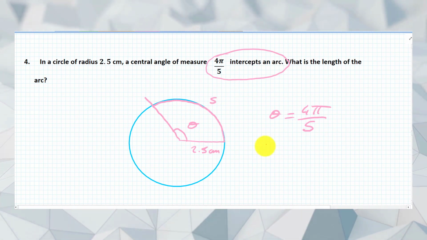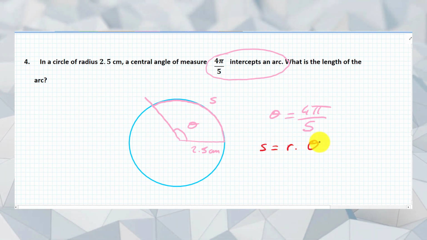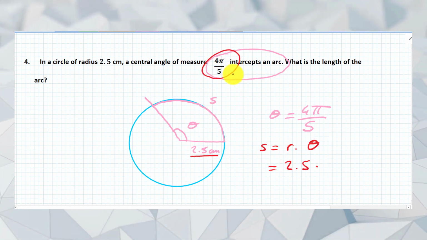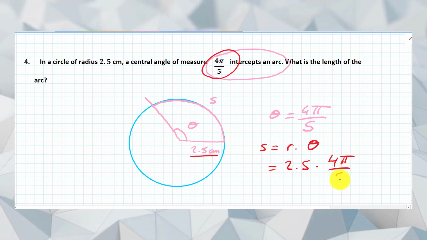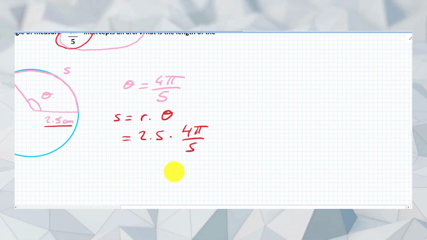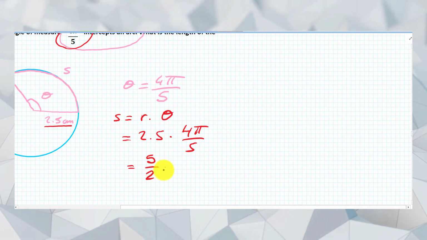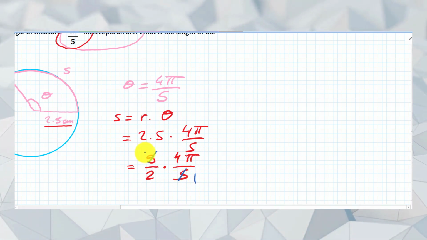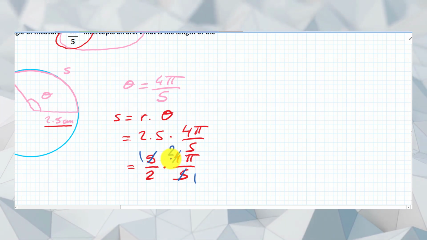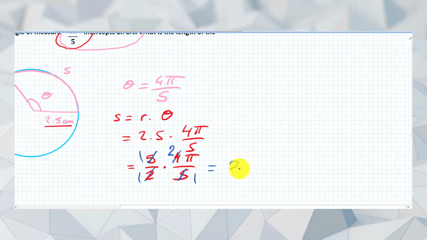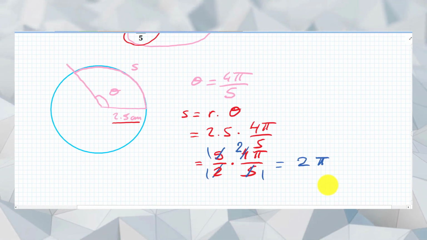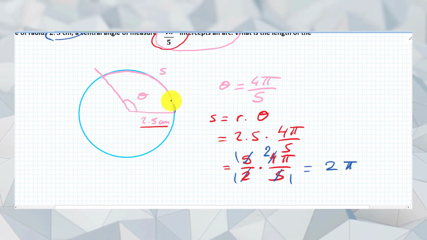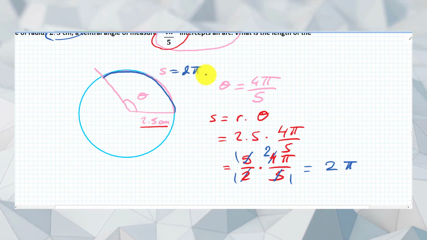So start with the formula if you want. S equals R times theta. You know R is 2.5, and you know theta is 4 pi over 5, okay? So what is 2.5 times 4 pi over 5? Well, 2.5 is 5 over 2 times 4 pi over 5. So you simplify: 5 by 5, 1. 4 by 2, 2, 2 by 2, 1. And so it is 2 pi. So right here, this arc length is 2 pi. 2 pi what? 2 pi centimeters. So this length right here is 2 pi centimeters.